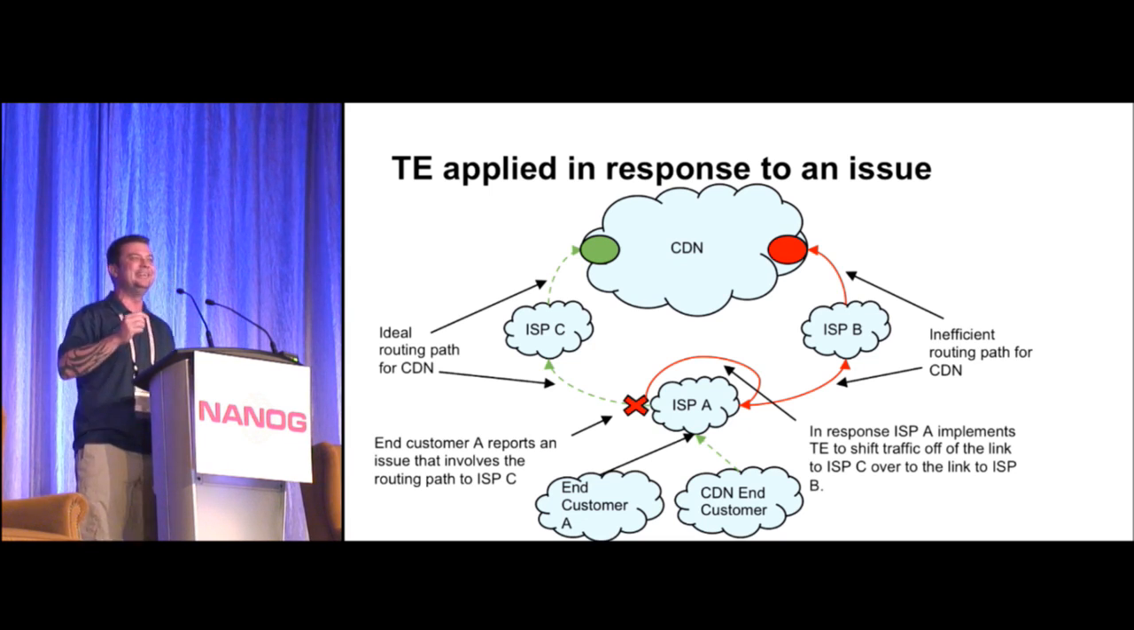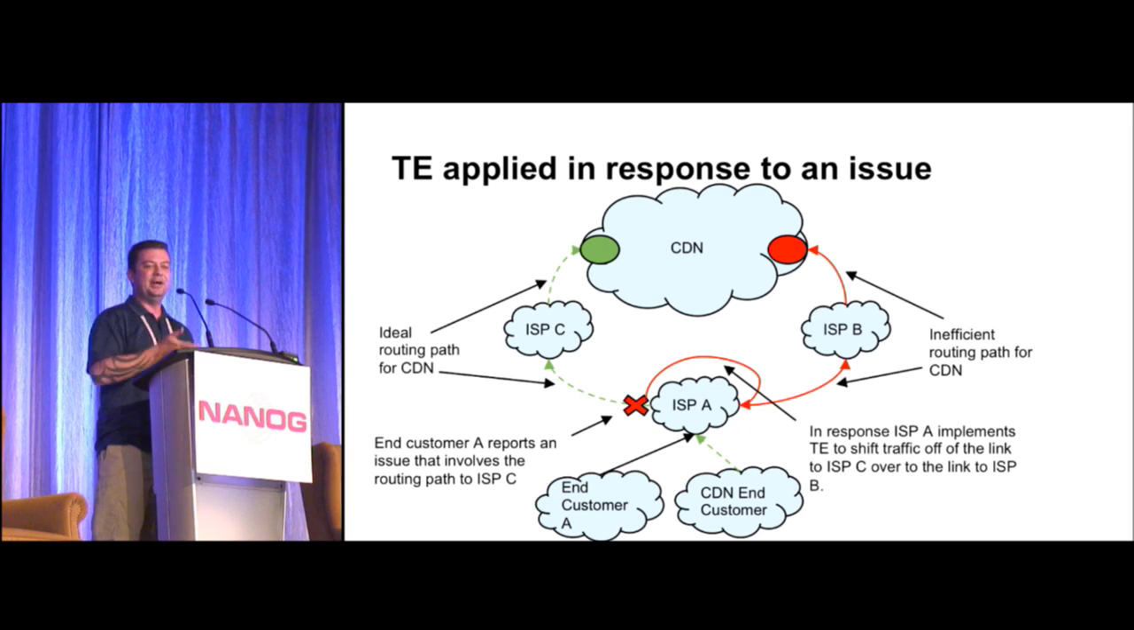I apologize. But essentially, what we have here is the issue response. The ideal path is ISP A to ISP C getting to the CDN. And by ideal, I mean either distance-wise, where speed of light comes into play, or congestion-wise, where buffering comes into play. It is the least delayed path. It is the fastest path between the end customer and the CDN.